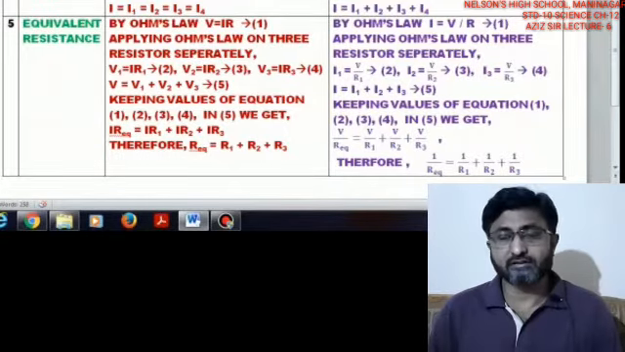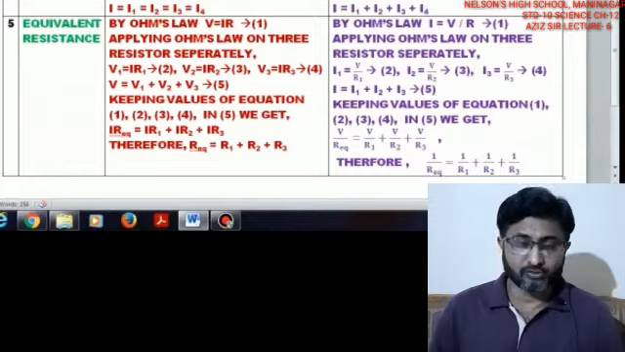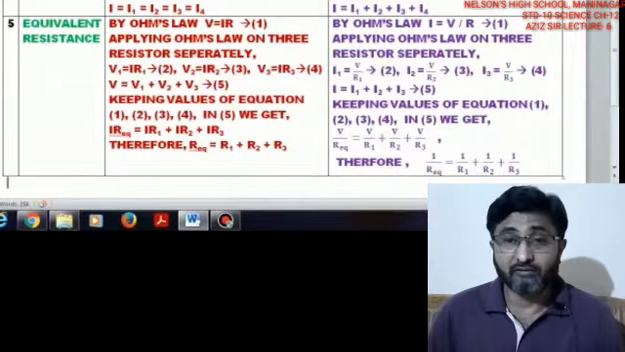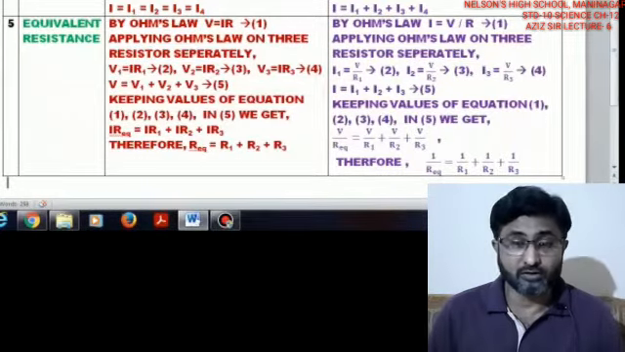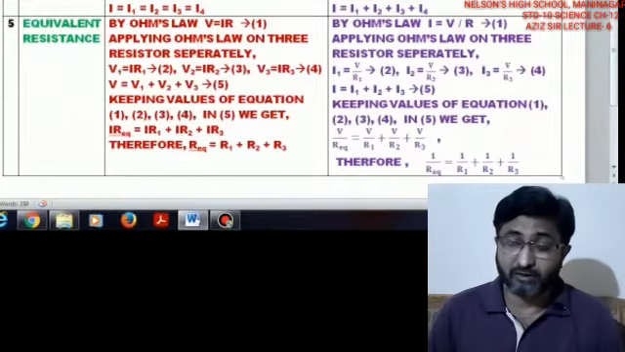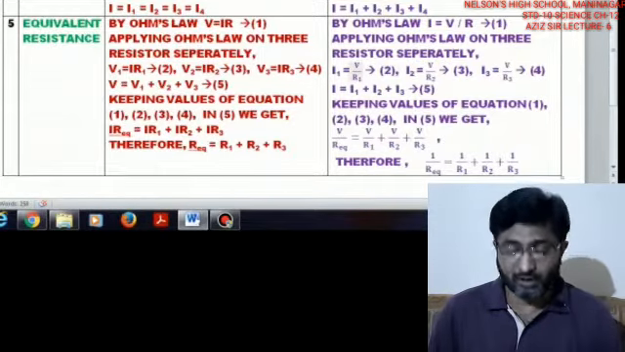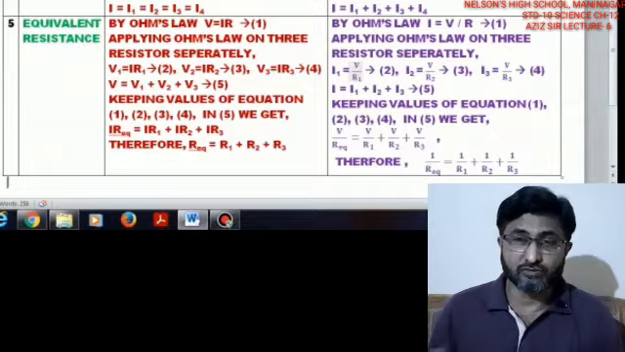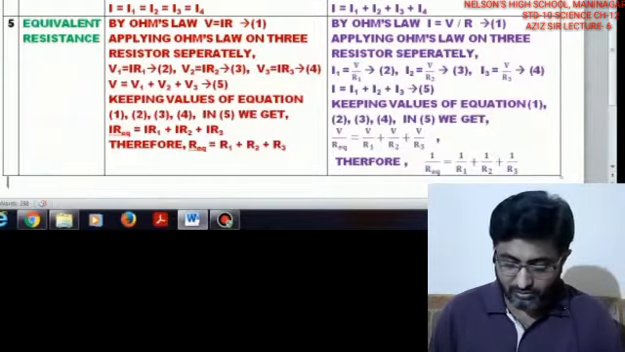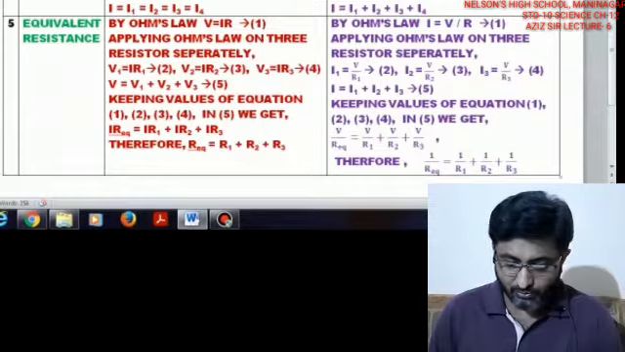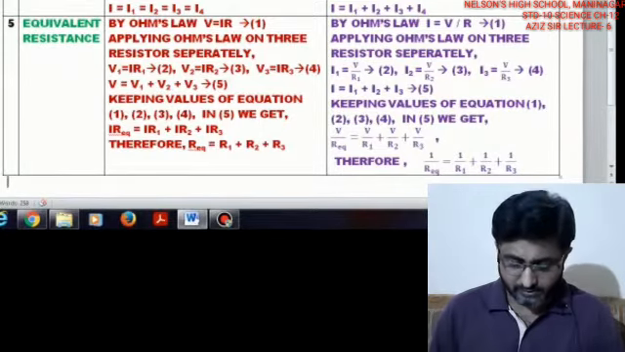Whereas in the opposite case, in parallel connection, according to Ohm's law, in the same manner, I1 will be equal to V upon R1, I2 will be equal to V upon R2. Here the voltage is constant. Everywhere you may see I1 is V upon R1, I2 is V upon R2. Here the voltage is constant.